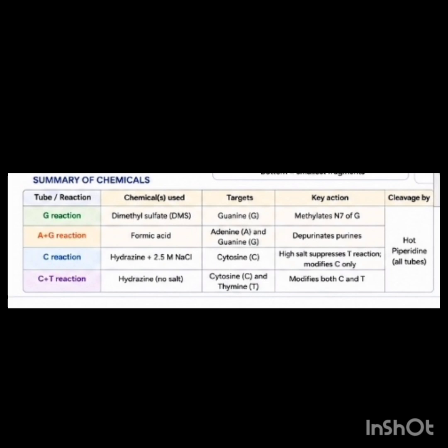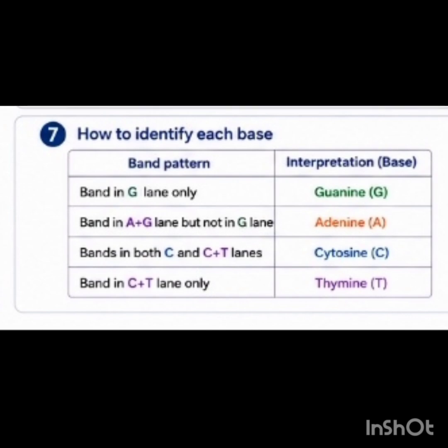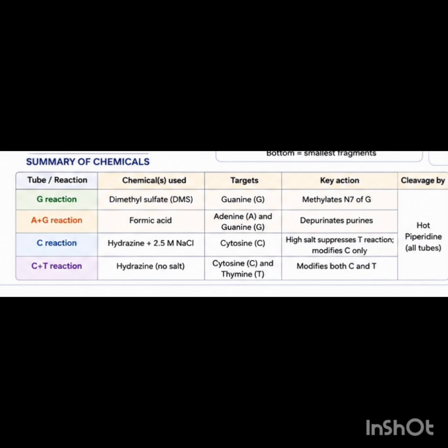Thus, through the combined action of DMS, formic acid, hydrazine, sodium chloride, and piperidine, scientists are able to convert an unknown DNA molecule into a readable pattern of bands. The brilliance of Maxam Gilbert sequencing lies in this elegant use of chemical specificity. Each reagent performs a unique task, and together they reveal the genetic code hidden within the DNA molecule.